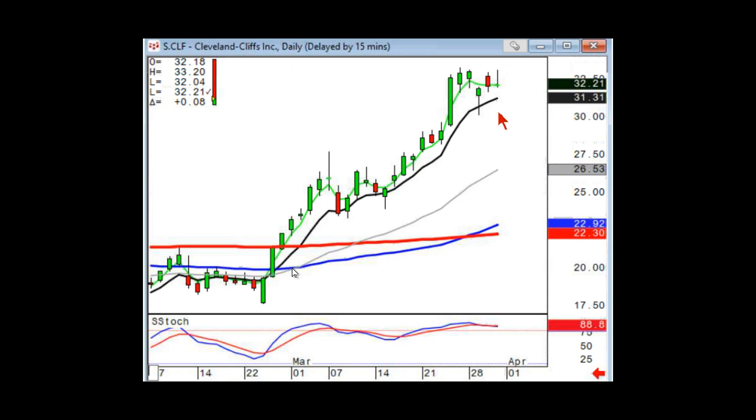Cleveland Cliffs, that's getting a little bit dicey. If this opens lower tomorrow, they're coming back to test the T-line. When I say test the T-line, that's the direction they're heading in. Then you have to wait and see what they do once they get to that level.